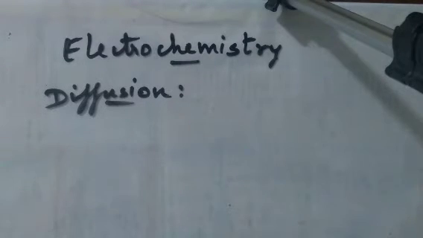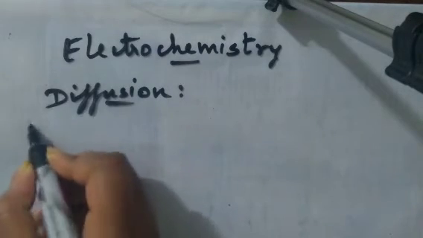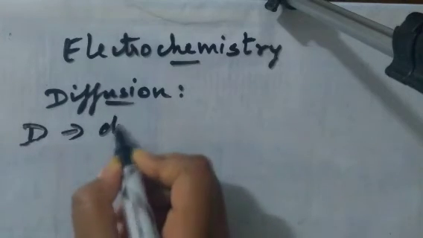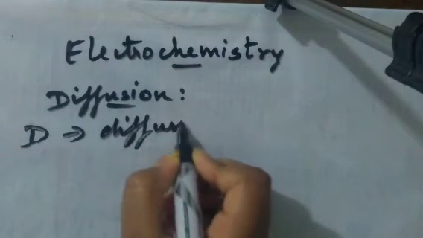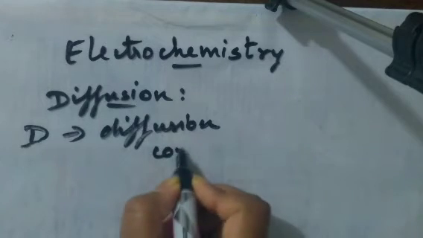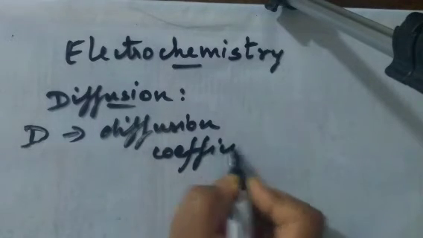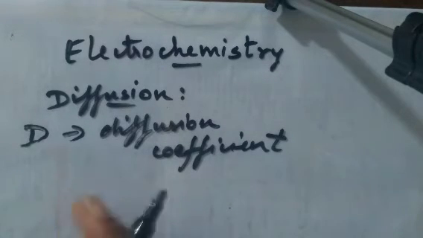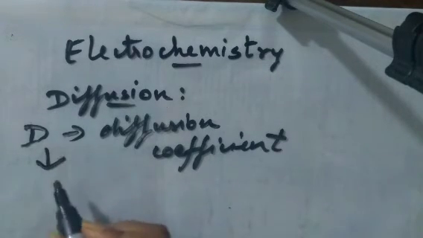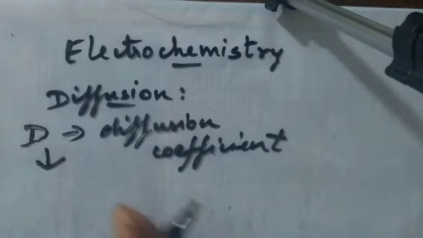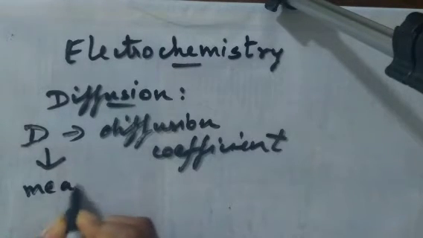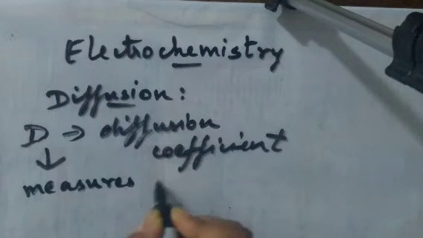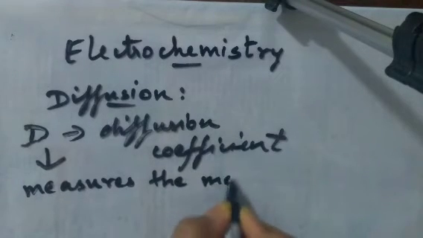So each ion in solution possesses a coefficient called the diffusion coefficient, which is given by the letter D. So D here stands for diffusion coefficient. What is the purpose of the diffusion coefficient? It is a factor which measures the mobility of the ion.